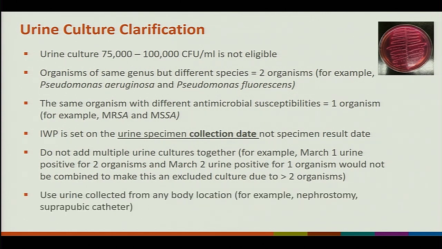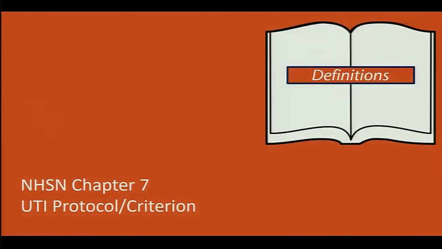Use urine collection from any body location. For example, as I said earlier, nephrostomy or a suprapubic catheter. You got urine, you can use it.